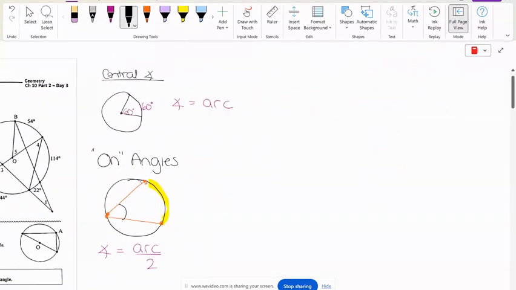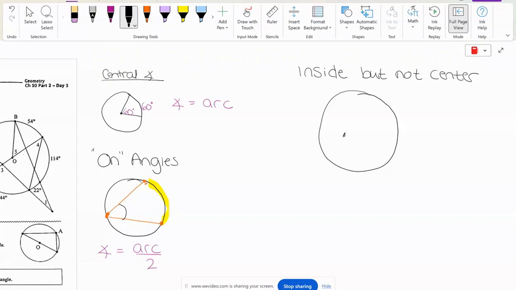All right, then we had an angle that was inside but not the center. So an angle inside but not at the center looks like a chord angle, two chords intersecting. So let's say I wanted to find angle 1. Who remembers what the formula for this one was? Only PJ. Did only PJ watch the video? Who else?